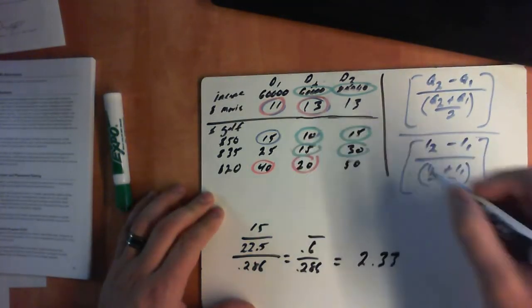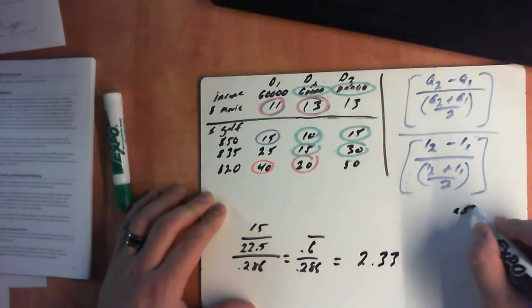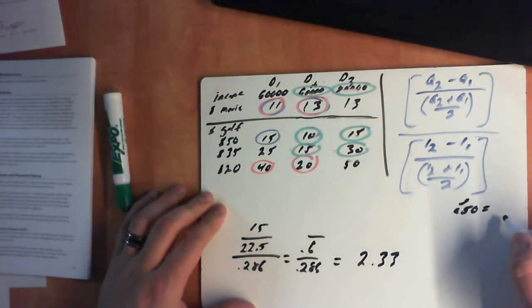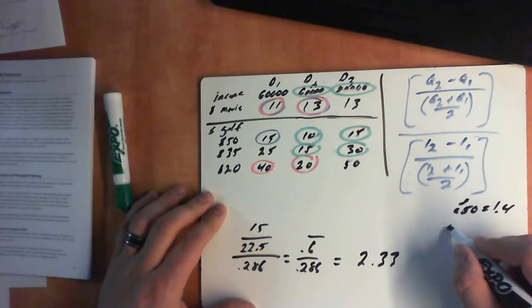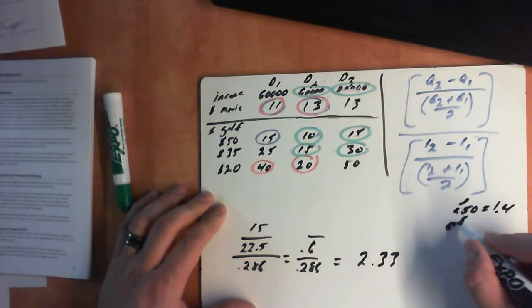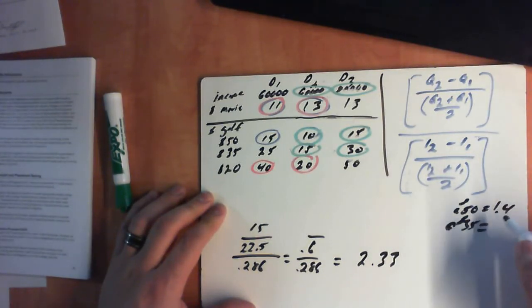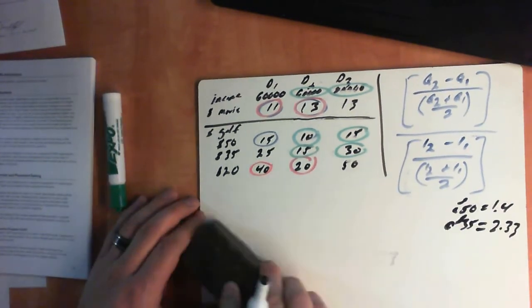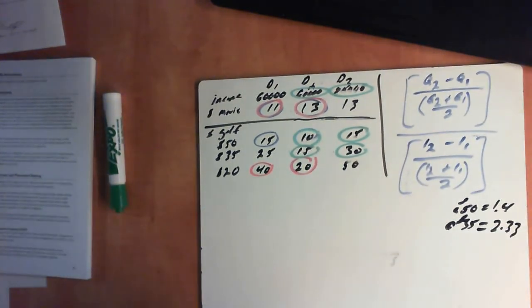So you can see up here at $50, we have a number of 1.4. At $35, we have a number of 2.33. And then you can do the same thing at $20. It will then ask you if the income elasticity is the same at all three prices. Well, you can see that it's changing, so the answer would be no. And then is golf an inferior good or a normal good? You can determine that depending on the numbers, right?